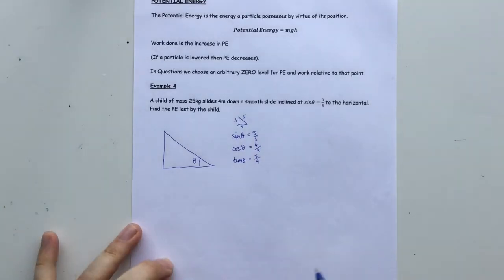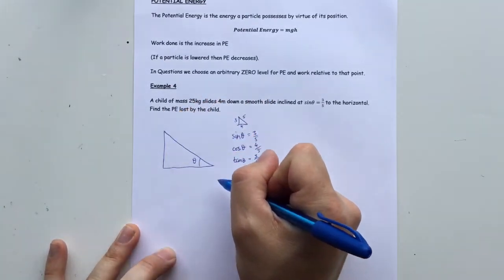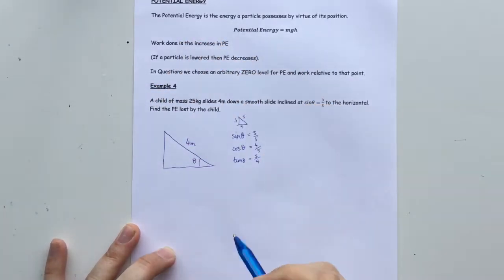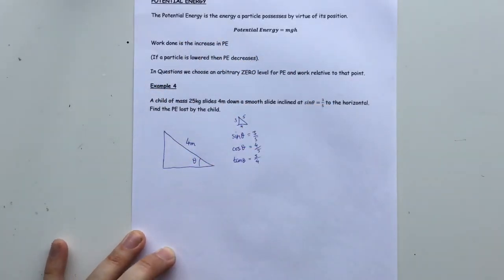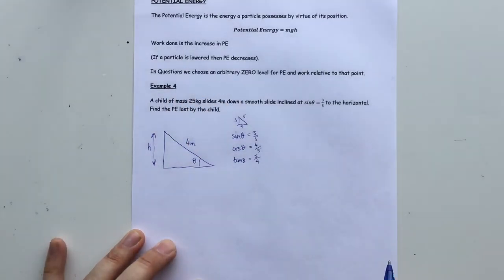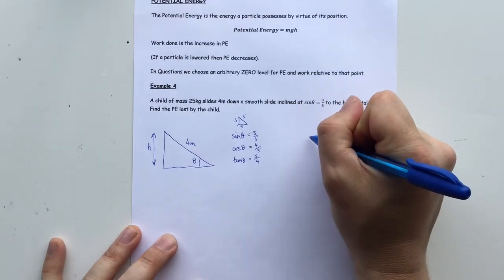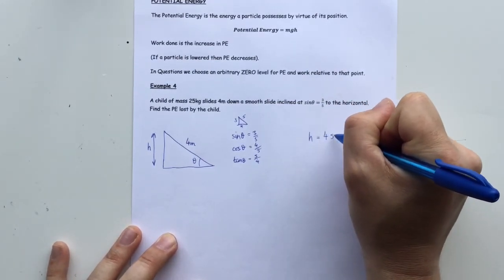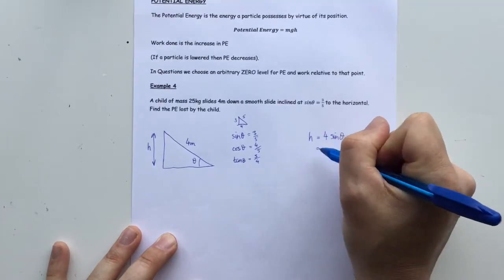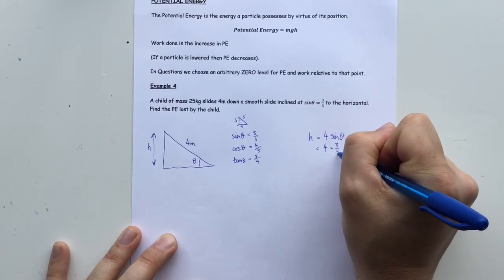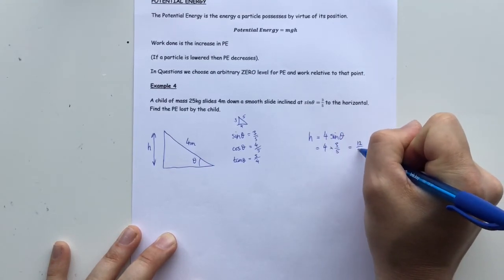Okay. But we know that this slides 4 meters down a smooth slide, so we just need to be careful. This is the distance slid, not the vertical height. But we want to find that value h. And that value h then is going to be 4 sin theta. Now again, we know that sin theta is 3/5, so that's 4 times 3/5, which is 12 over 5.